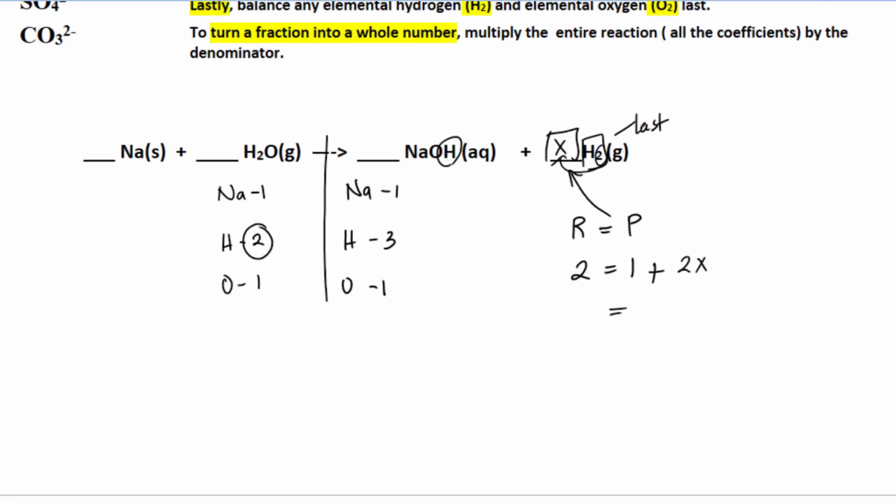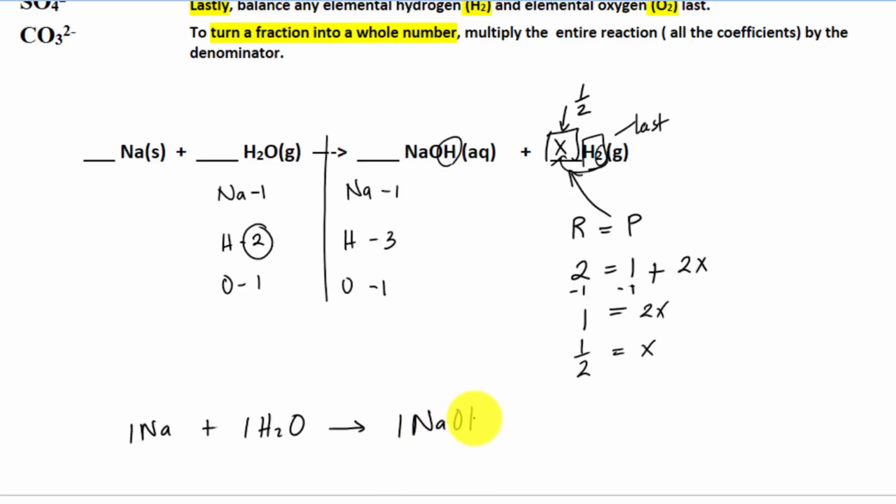What is x going to be? Using your basic math skill, we bring the 1 over here. Minus 1, minus 1 gives us 1. And over here, we have 2x. And x is equal to 1/2. So right here must be 1/2. Okay? So if I were to rewrite this, I would have 1 Na plus 1 H2O equal to 1 NaOH plus 1/2 H2. And this is still the right answer using the fraction.